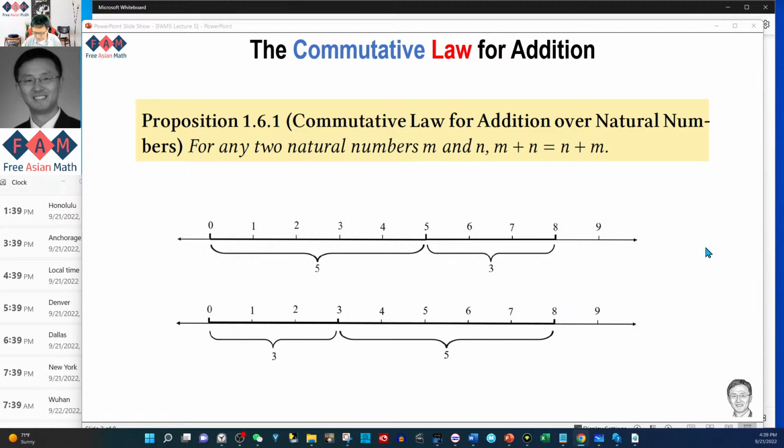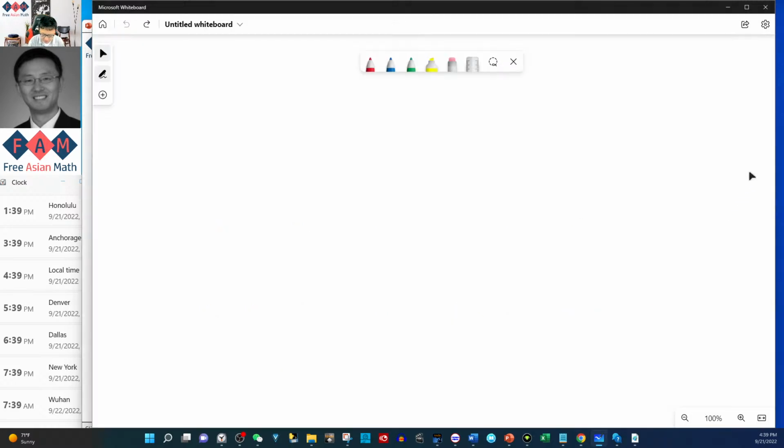Let's just say we have two numbers, okay? 3 plus 5. What this law really says is that 3 plus 5 equals 5 plus 3, right? Very simple and very obvious. But why? You cannot merely argue it's true just because it's obvious.